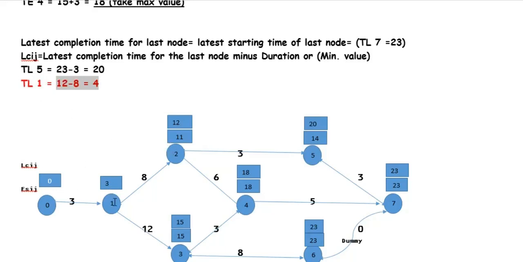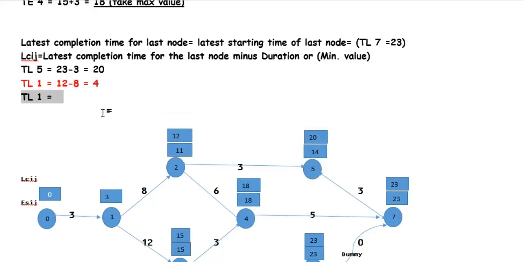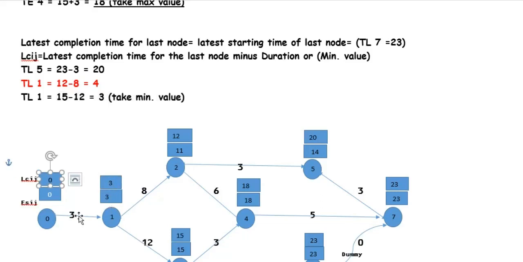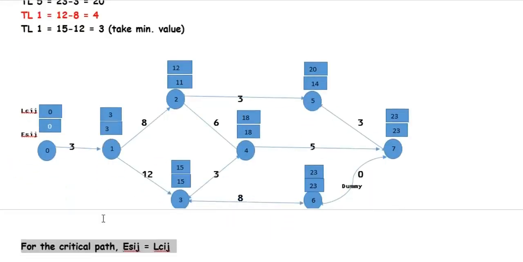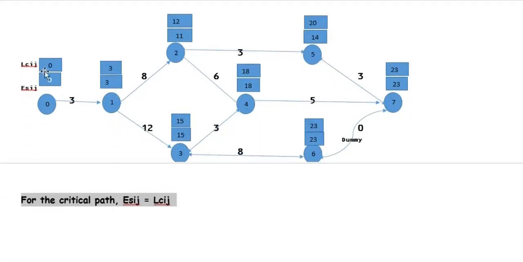Node 1 is equal to 12 minus 8, which is 4, or 15 minus 12, which is 3. So we have to take the minimum value, 3. Here for node 0, the latest completion time is equal to 3 minus 3, which is 0. For the critical path, the early start time is equal to the latest completion time for each and every node.